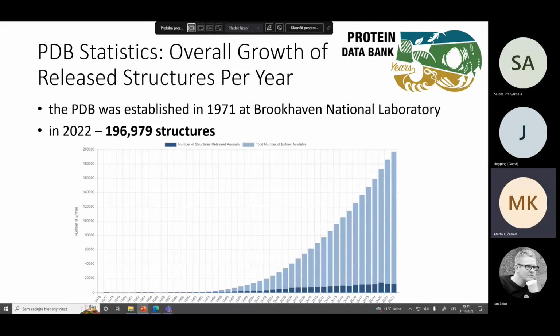Last year, the Protein Data Bank celebrated 50 years. So, a nice age. It started in the year 1971 at Brookhaven National Laboratory. You can see that in the first 30 years, there were few entries in the data bank, and then in the mid-90s, the growth started to be exponential. Nowadays, we have only a linear increase in the entries deposited every year. This year, there are more than 196 thousand structures.